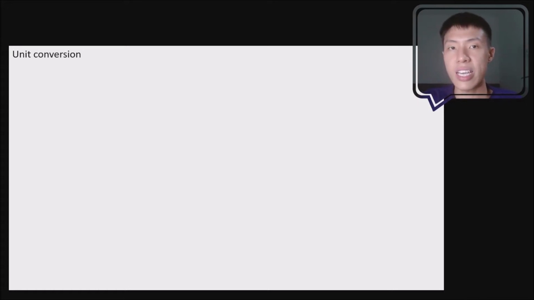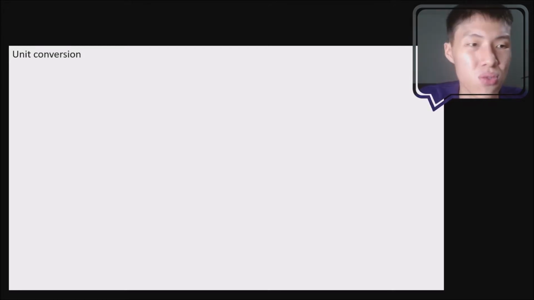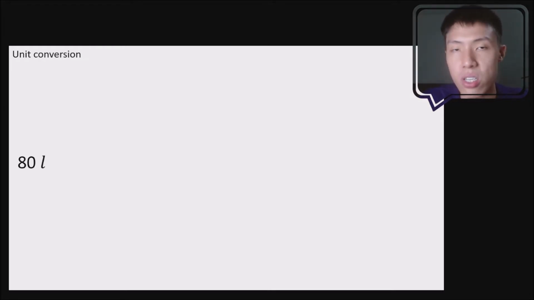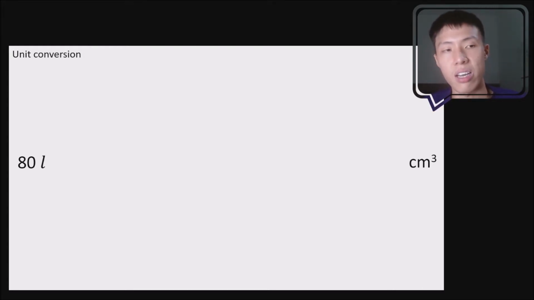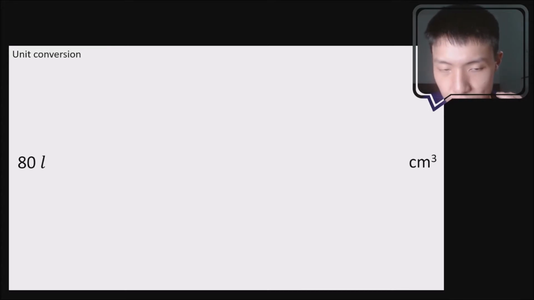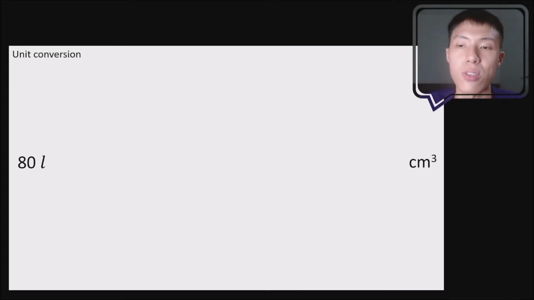In that case, it's very useful for us to know how to convert from one unit to another unit. Let's just get straight into it, because it's something you have been quite familiar with. Let's say I have 80 liters of liquid and I would like to convert it into cm cube. So this is my way of doing it. I think it's quite systematic, and if you don't want to get confused, probably following this way is good.